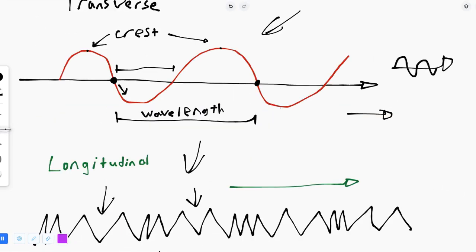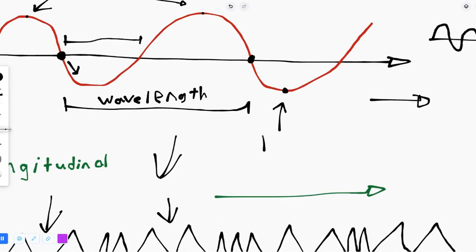So the next point is a trough, which is kind of like the crest, except the opposite. So the crest was at the very tallest point. This one's at the very shortest point. So it's called a trough.